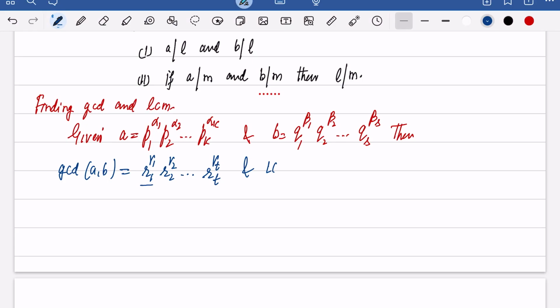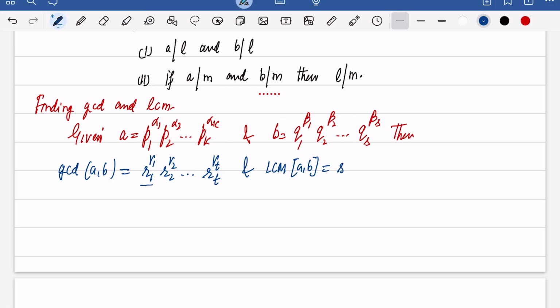And similarly, the LCM of A and B. Now for the LCM, we don't have to just pick up the common primes, but we have to pick up all the prime numbers appearing in A and B. If some prime number appears twice, that is, in A as well as in B, then we have to pick it only once. So we pick up all the prime numbers.